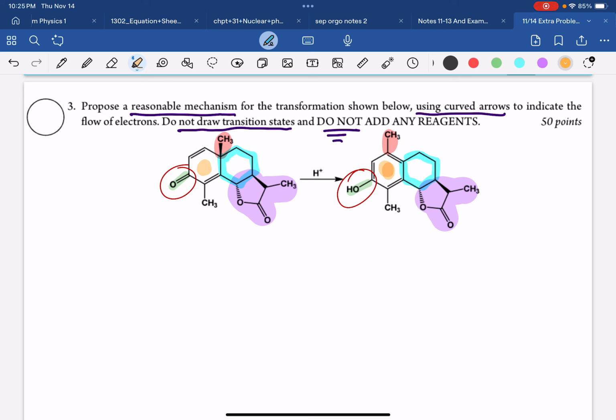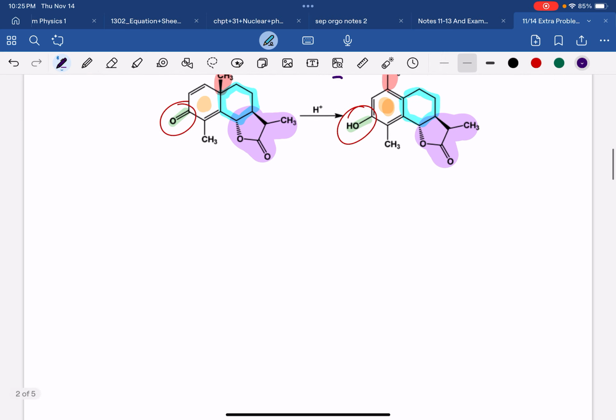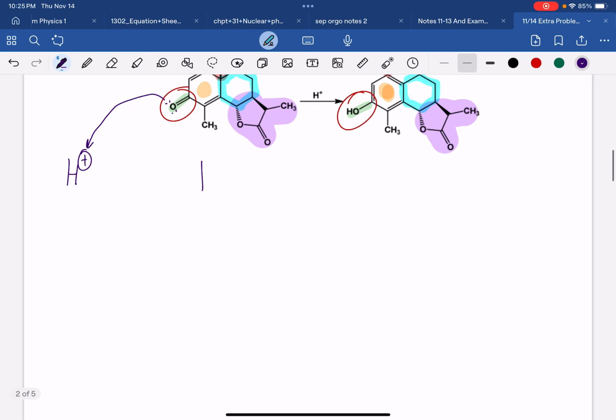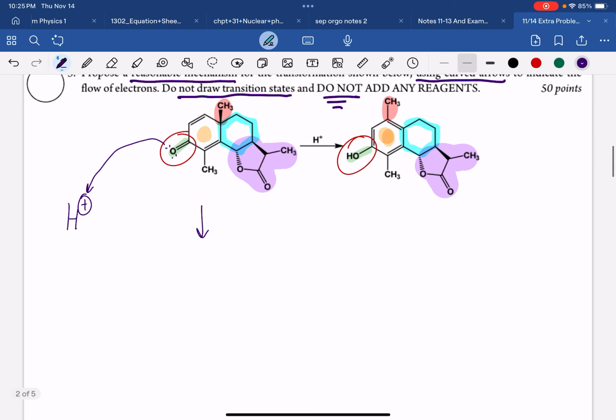So let's just follow our mechanism one by one. The first and easiest step for you to follow would be to recognize that my O double bond turned to an alcohol. So how do I do that? Well, in the presence of an acid, H plus acidic protons, the H plus is attacked by the carbonyl. So let's draw that out. And this structure looks something like this.